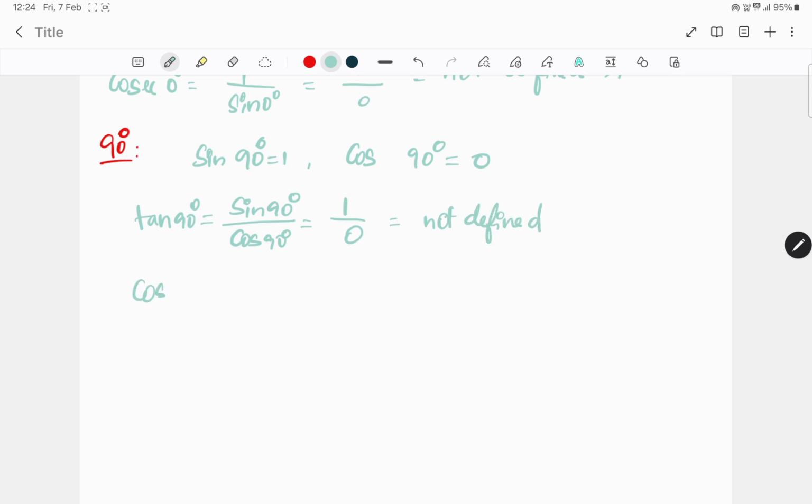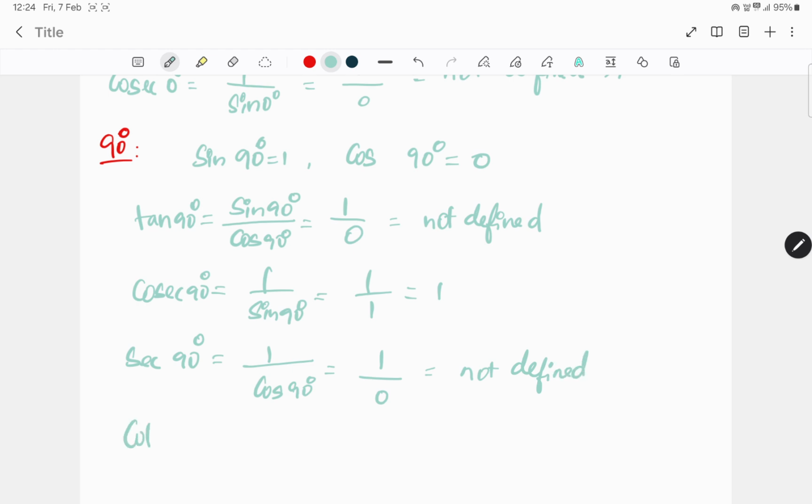Then cosecant 90 degree is nothing but 1 by sin 90 degree. Sin 90 degree value is 1, so 1 by 1 is 1. Then secant 90 degree. What is the value of secant 90 degree? 1 by cos 90 degree. Cos 90 degree is 0. Anything by 0 is not defined.